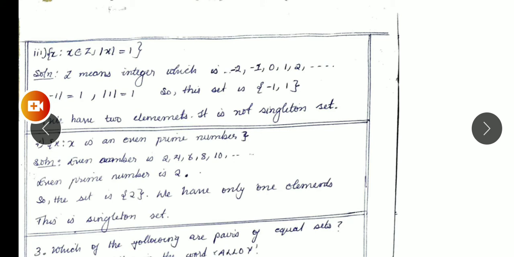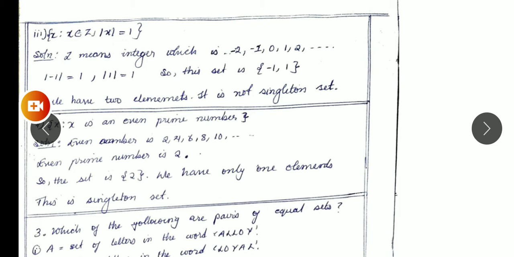Any number larger than 2 that is even can be divisible by 2, so it cannot be a prime number. Only 2 is an even prime number from the natural numbers. So the set has only one element. So this is a singleton set.